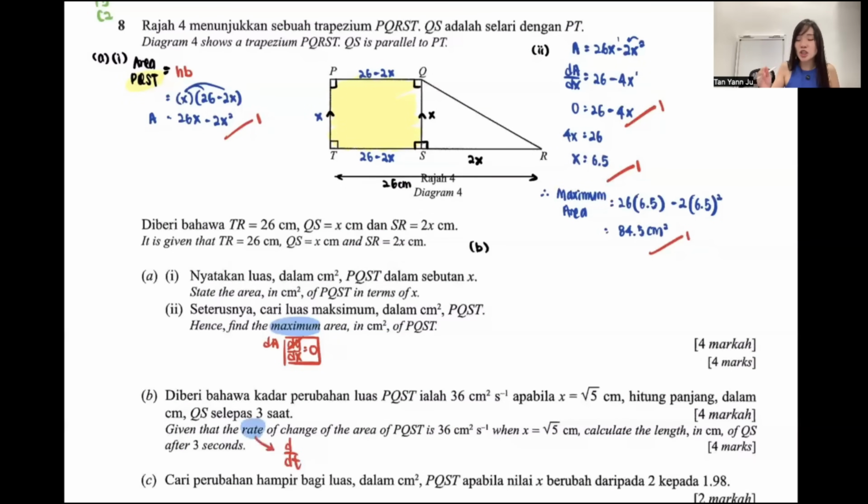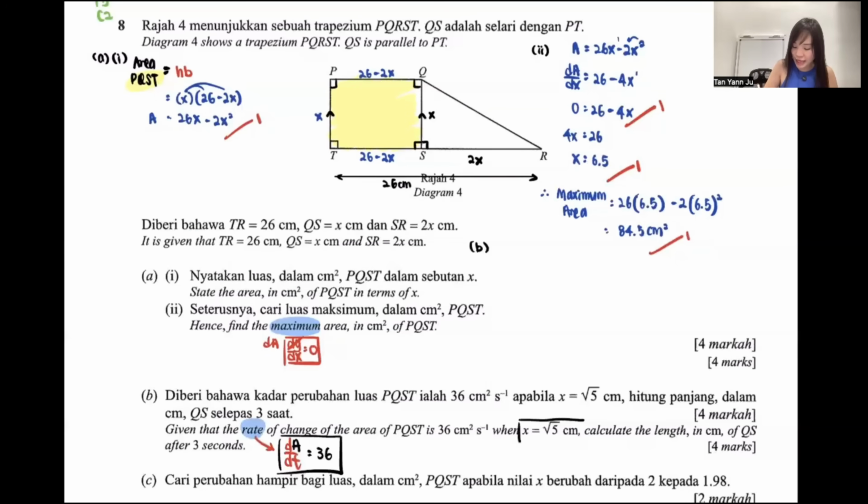So they say rate of change of the area. So obviously it's dA dt. If they say rate of change of volume, then it's dV dt. So now they say dA dt is 36 cm squared per second. That means every single second, you will increase 36 cm squared. How I know increase? Because positive. If it's negative, then it's decrease.